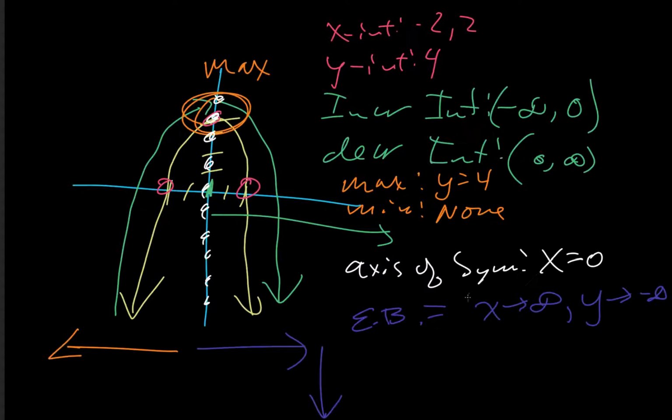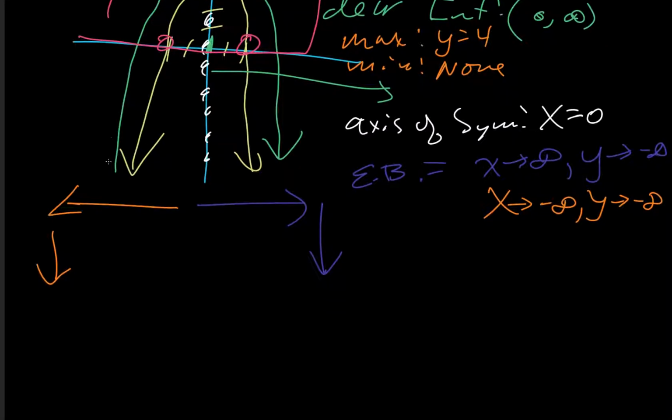Similar idea, as we go to the left, x approaches negative infinity, we go down, and so y approaches negative infinity. So that's end behavior, all of that together. And then we have positive and negative intervals. So in this case, the positive is a little bit easier.